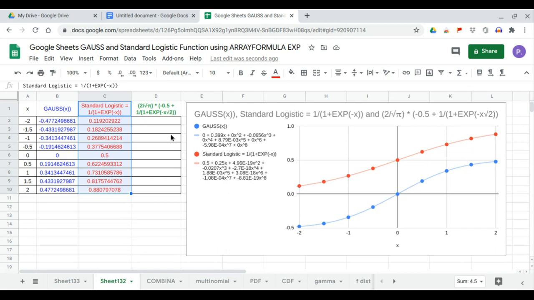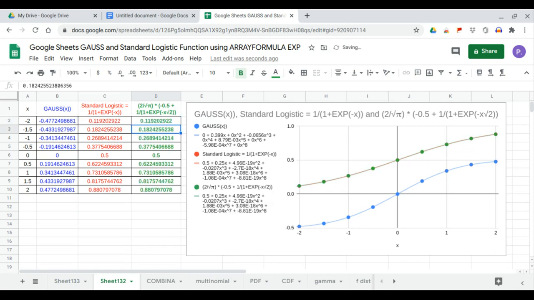We can convert this to the Gauss function. So we'll enter the same. We'll copy this, copy, and paste it here as text. So you have the green one. Now we factor in square root of 2.